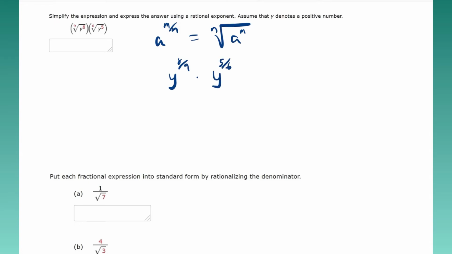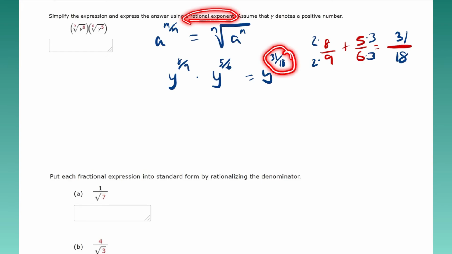So let's add the exponents off to the side here. The LCD is going to be 36. Actually, it's 18, sorry. 18 is the lowest common denominator, times 2, times 3. That's 16 plus 15 is 31. So that's 31 over 18. So that is going to do it. y to the 31 over 18. It says, simplify the expression, express the answer using rational exponents. So this is a rational exponent: y to the 31 over 18.